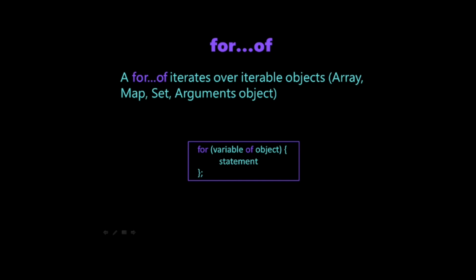Next we have for of loop, which iterates over iterable objects like array, map, set, and arguments object. And here we have this statement looking like this. We have variable of object and the statement.